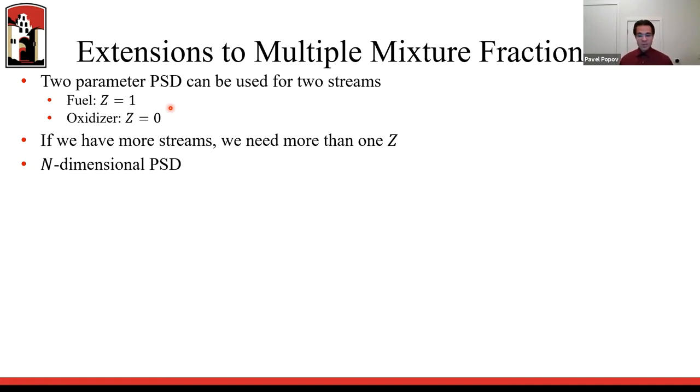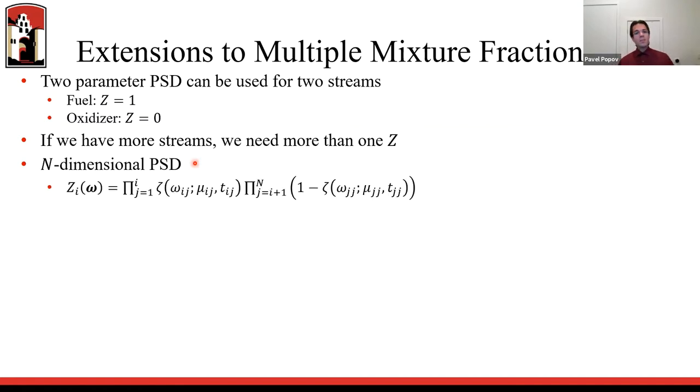So to demonstrate that this type of distributions don't just work well for the single mixture fraction case and are not completely inapplicable for multiple mixture fractions, here I'll sketch out an n-dimensional extension for the PSD distributions. Basically, the n-dimensional extension will say that each mixture fraction Zi is going to be equal to a sum of products of zetas, where each of these omega j's are also uniformly distributed between 0 and 1.